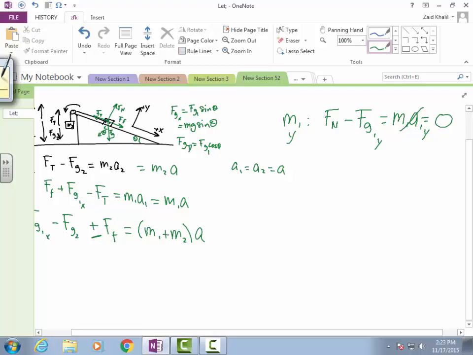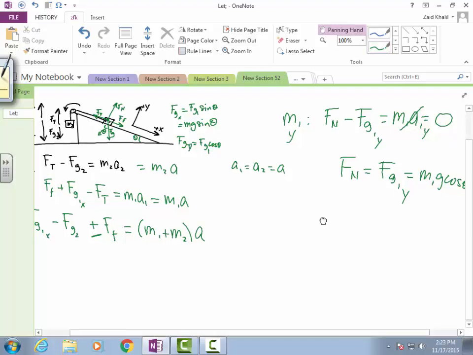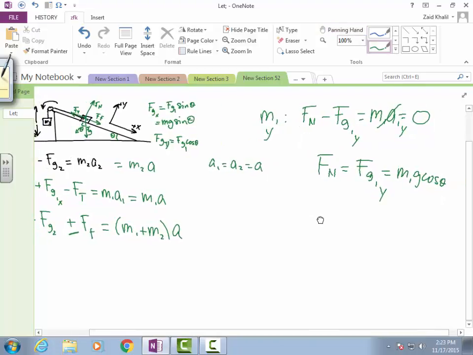Which means Fn equals Fg1y, which equals M1g cosine theta. And what does that allow us to do? That's right. It allows us to write Ff. Ff equals mu Fn equals mu M1g cosine theta.